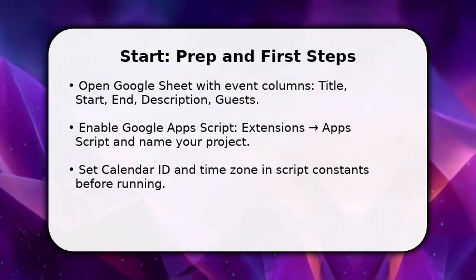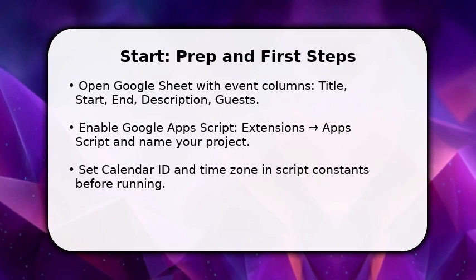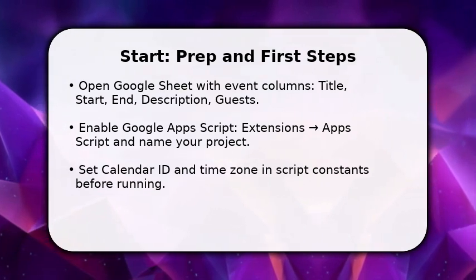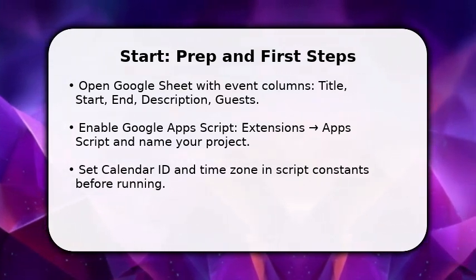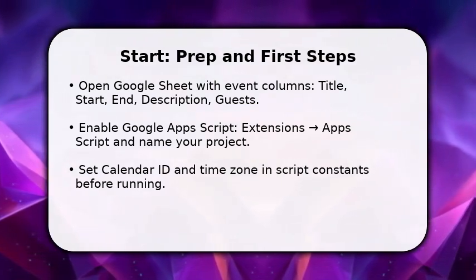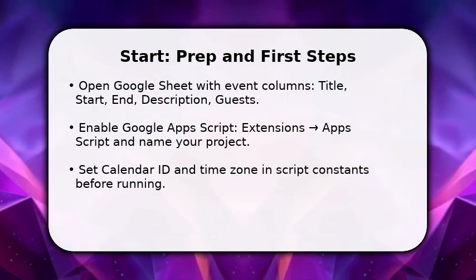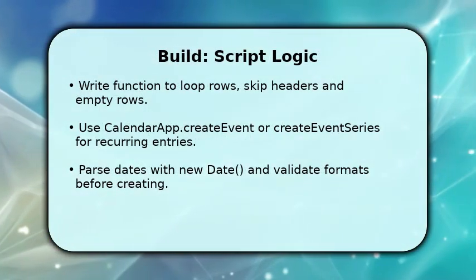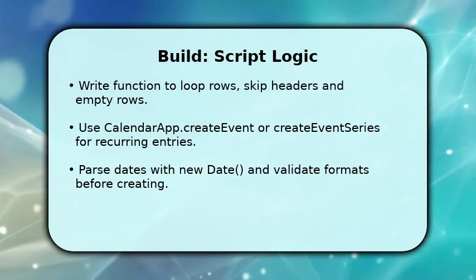Once done, save the project and grant permissions when prompted. This authorizes the script to create and edit calendar events on your behalf. Now implement the main function that iterates sheet rows. For each row, trim values, parse start and end into JavaScript date objects, and validate that start is before end.